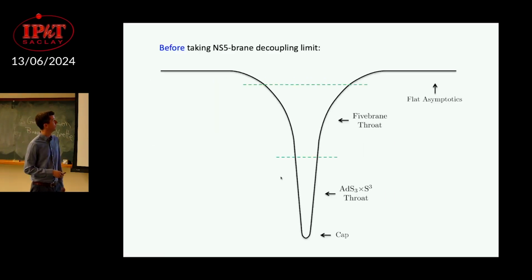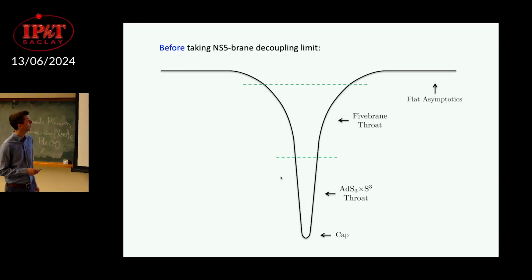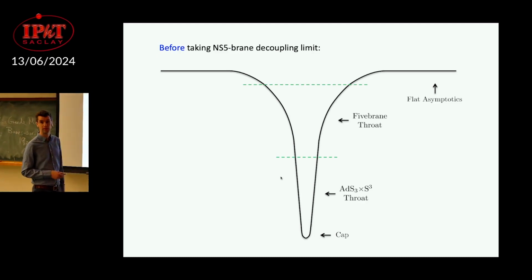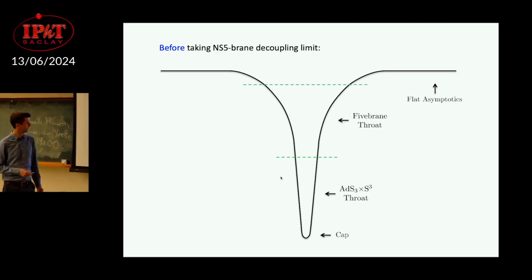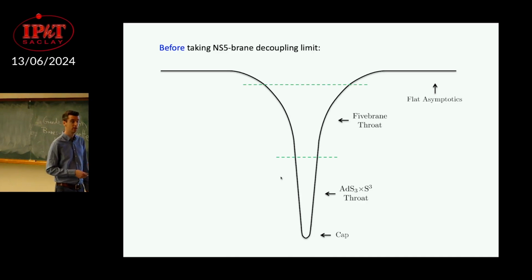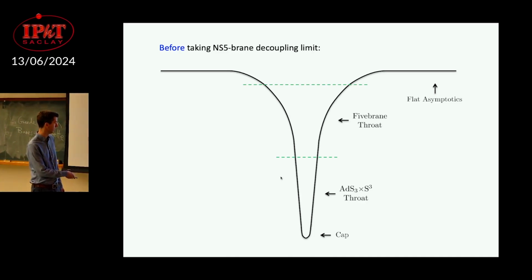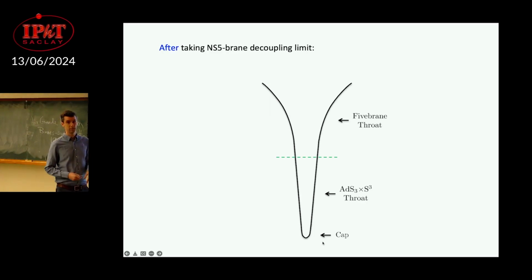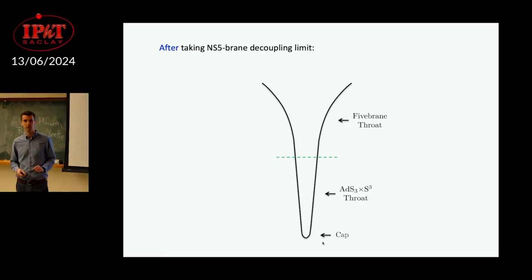So pictorially, what do we have? Well, the full solutions before taking any decoupling limits have this flat asymptotics, which is R^{4,1} times S^1 times T^4. And we have two intermediate regions, a 5-brane region and an AdS3 times S3 throat, before the details of the microstructure deep inside. So after taking the NS5 decoupling limit, we're zooming in to the 5-brane throat. So we send off to infinity the flat asymptotics.